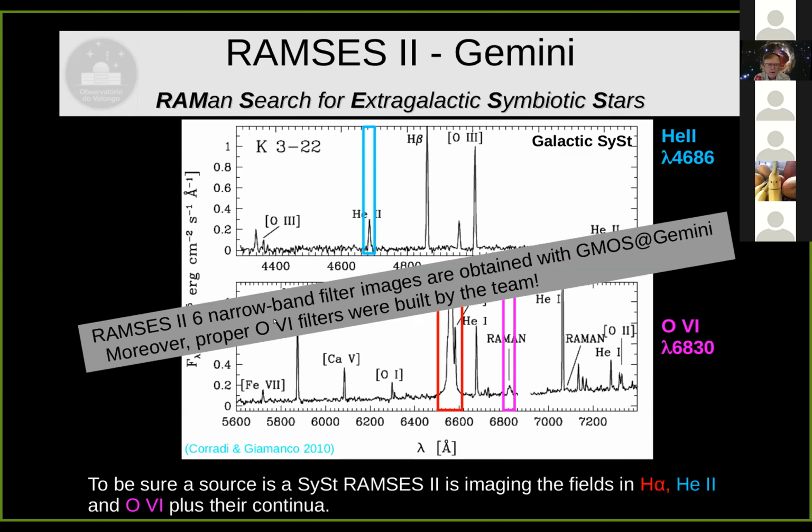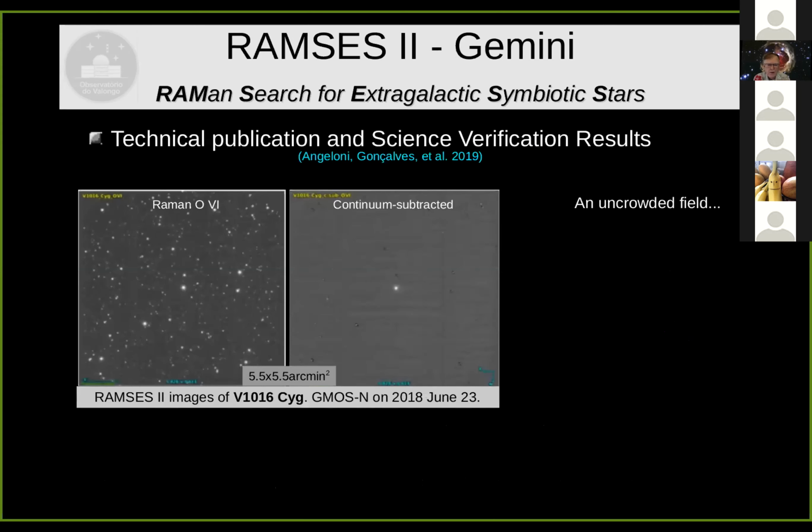So in order to observe all these 6 bands, the on band and off band, we need the H alpha, O6, and helium-2 filters. In fact, we built all 6 filters for the GMOS Gemini in order to do this work. And the first results I had for this were published about 2 years ago. This was the test we did on the sky for these filters using GMOS at the Gemini telescope. In this case, it was in the south.